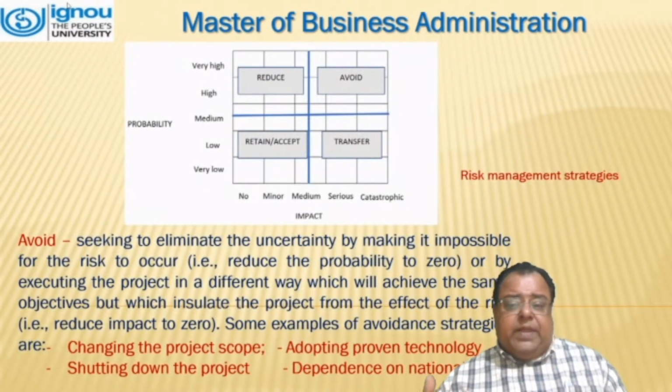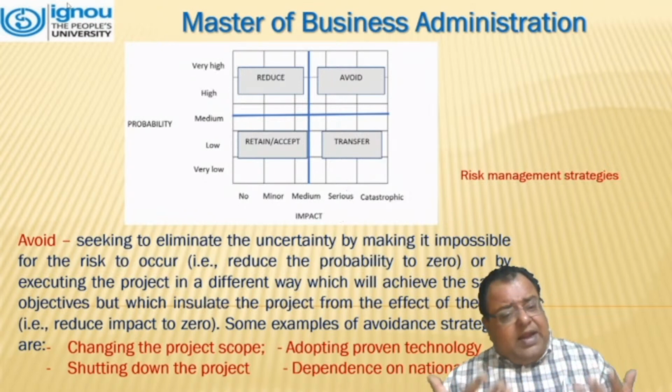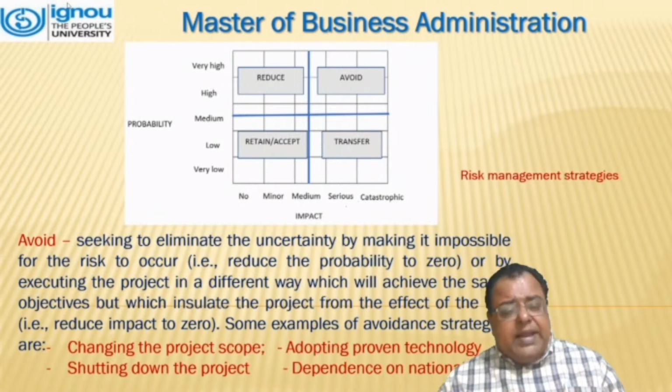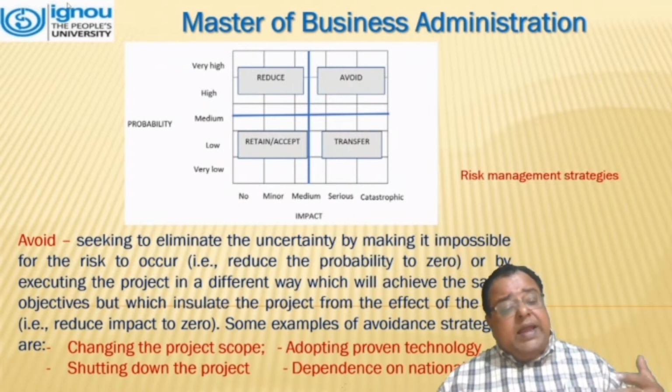First of all, this is how the management strategies are designed. It is basically a relationship between probability and impact. If we talk about the impact, it has five conditions: no impact, minor impact, medium impact, serious, or catastrophic. And if we talk about the probability, it will be very low, low, medium, high, and very high.